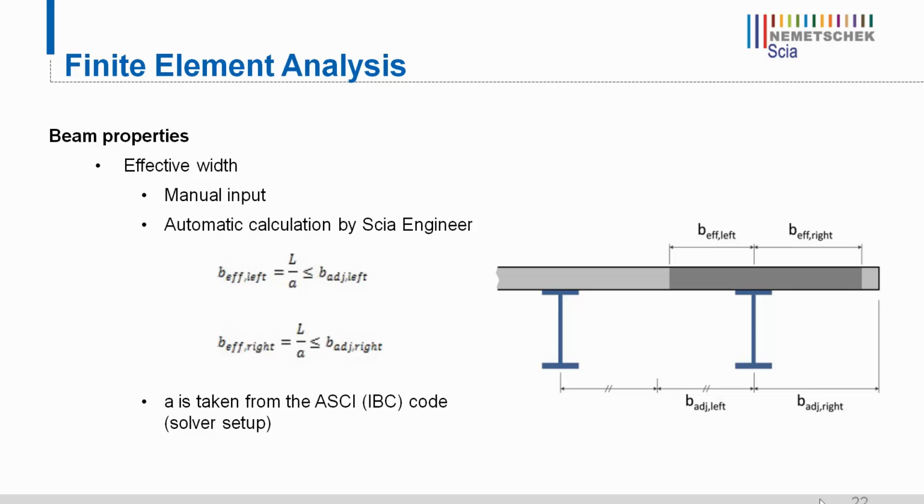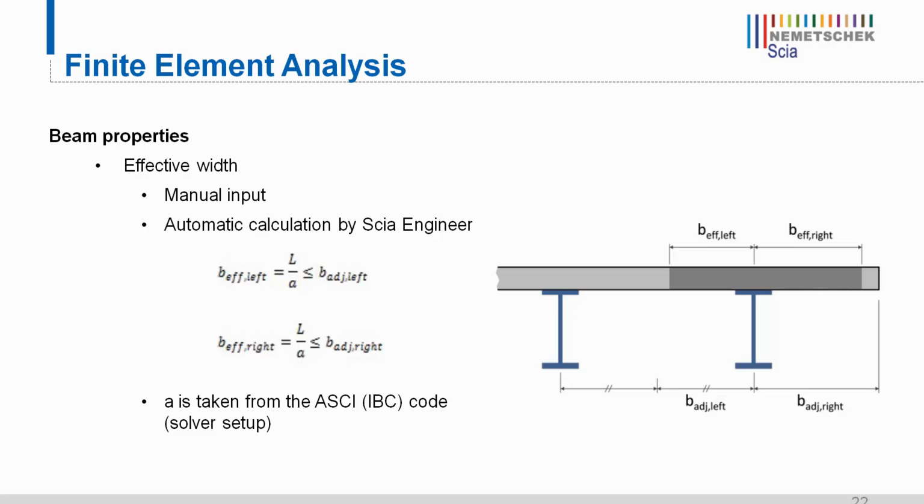B adjacent left and B adjacent right are the maximum values of effective width on the left and right hand side due to adjacent entities. The effective width on a side may not exceed the distance to an edge of the slab or half of the distance of the adjacent beam. The distance to the adjacent entity is calculated at mid-length of each member. The effective width is calculated as a uniform value for each member.